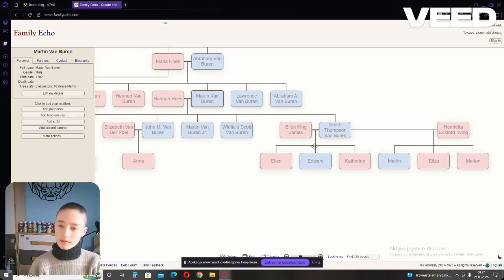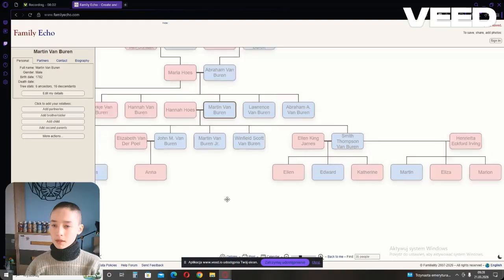Elizabeth and Eliza is the same name, but sometimes somebody names their child Eliza and not Elizabeth. So it's not always short for Elizabeth, but sometimes it is. Elizabeth or Marion. I like the name Marion, but I think I'm going with Elizabeth.